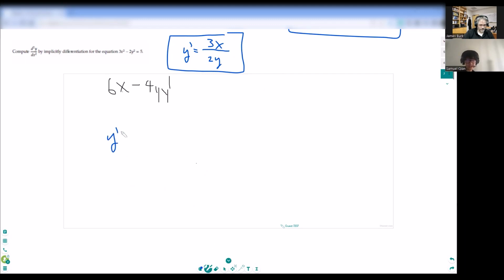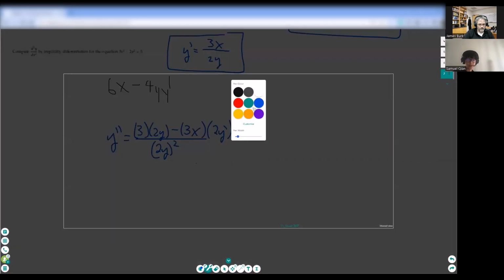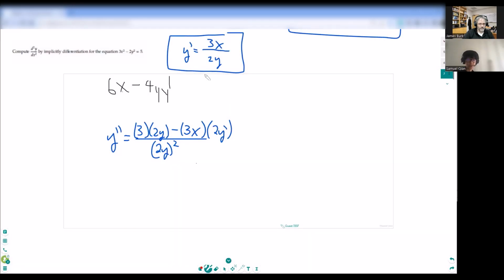Okay, so tell me what you're doing here. So you got y prime equals 3x over 2y, right? And you're using what now? I'm using the quotient rule to do 2y squared. Yeah, derivative of the top times bottom minus derivative of the bottom times top. Down below, the derivative of the bottom is 2y prime. We already have y prime, so multiply y prime by 2. So it's just 3x over y.